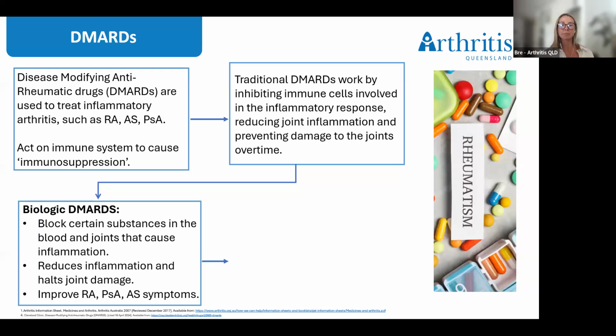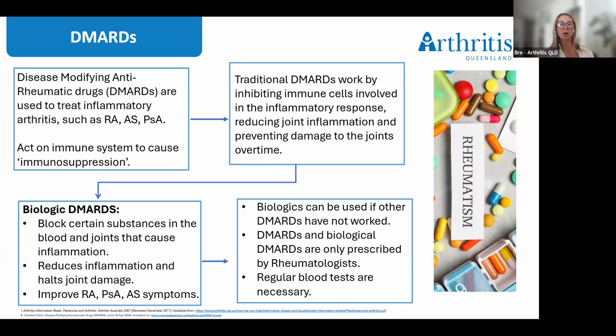There's also a specific group of DMARDs available, and these are called biological DMARDs. These block certain substances in the blood and joints that cause inflammation. This reduces inflammation and halts joint damage, and they specifically target components of the immune system which are involved in that inflammatory process. By blocking these inflammatory pathways, it can help reduce inflammation, slow joint damage and improve symptoms in inflammatory forms of arthritis.